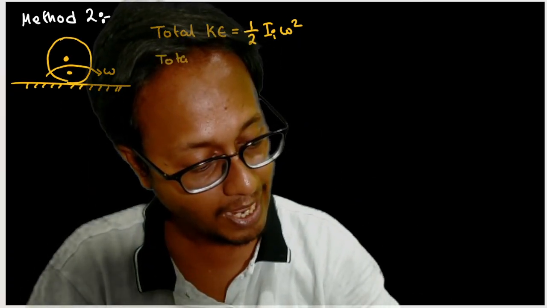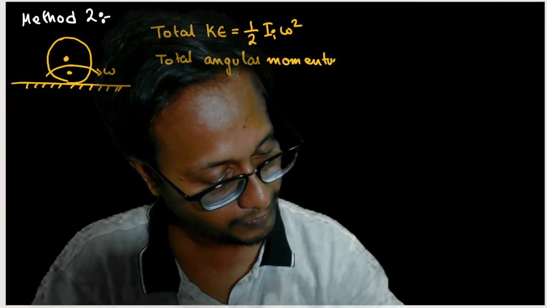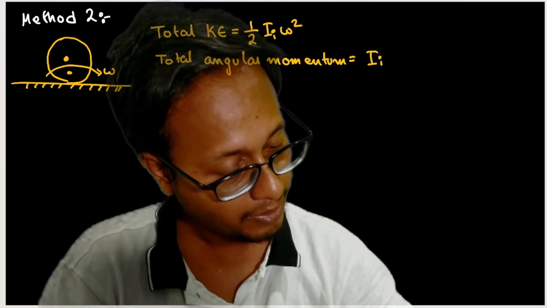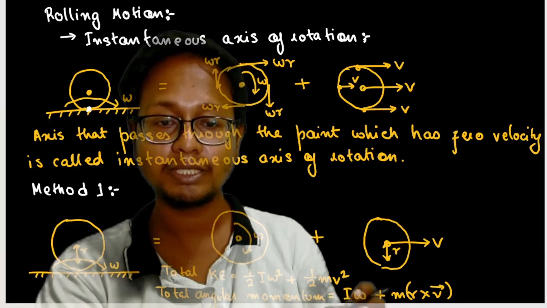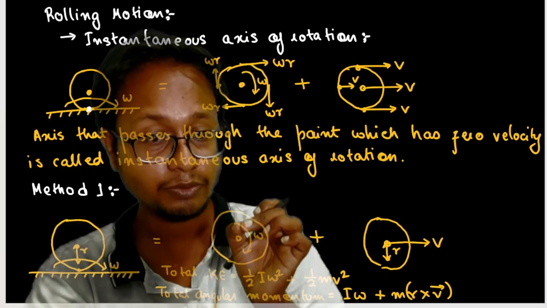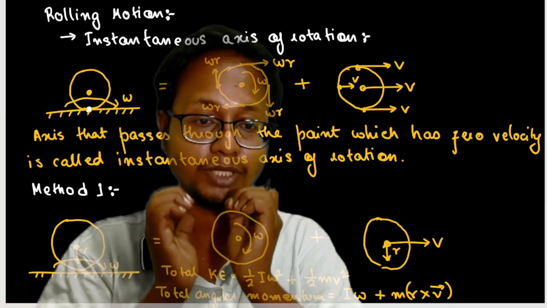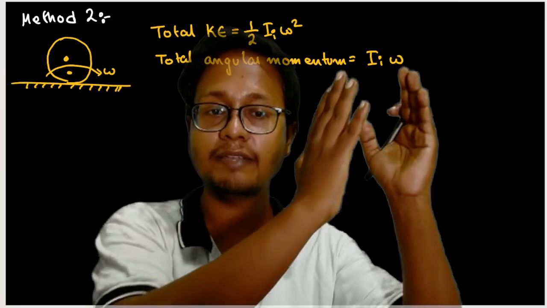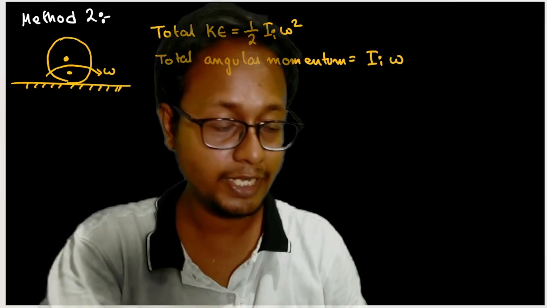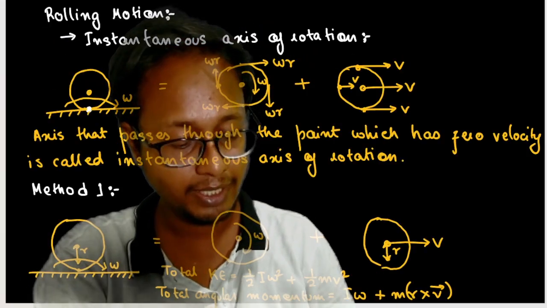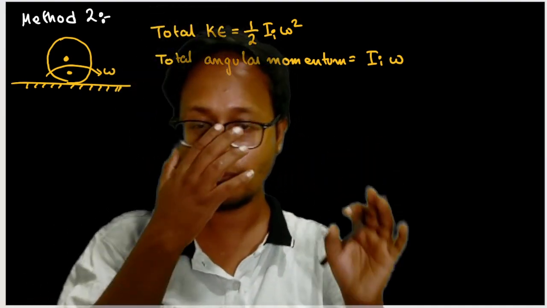Similarly, total angular momentum is the moment of inertia passing through the instantaneous axis of rotation times angular velocity. Whenever I'm analyzing by method 1, my moment of inertia is the moment of inertia passing through the center. And whenever I'm analyzing by method 2, if I just take I omega, that means my moment of inertia is calculated through the instantaneous axis of rotation. If I calculate this value by method 1 and this value by method 2, both answers will come out the same. We'll see that later in the program.